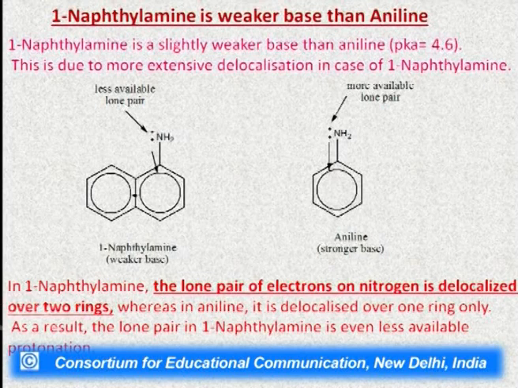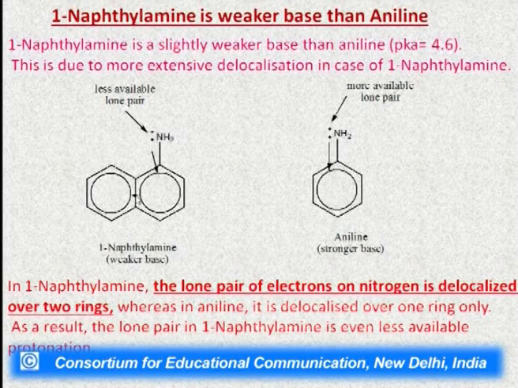Since aniline has a pKa value of 4.6, why is it so? In case of aniline, the lone pair present on the amino group is available for delocalization over only one ring. So it is a stronger base. These electrons are free to donate, but in case of 1-naphthylamine, the lone pair present on the amino group attached to naphthalene is delocalized over two rings.